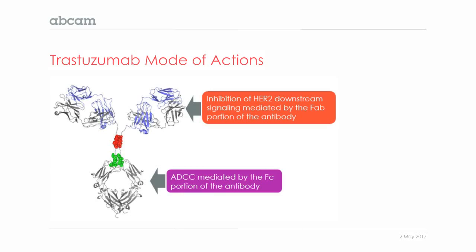How trastuzumab works in terms of mode of action is the Fab fragment engages the HER2 receptor. By inhibition of the HER2 signaling, it can block and inhibit tumor cell growth. On top of that, the Fc part of the molecule can engage the Fc gamma receptor. In this case, it's very well established that trastuzumab can induce antibody-dependent cellular cytotoxicity.